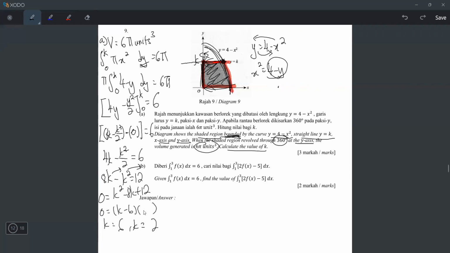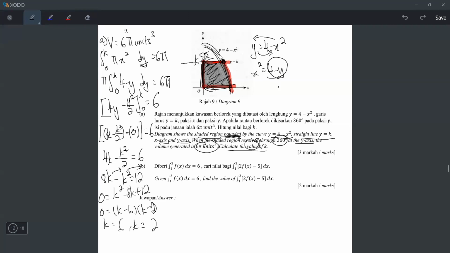So the first answer is 6, the second answer is 2. So I have to write k minus 6 here, k minus 2 here. The working is important, because we are doing a subjective question, so you cannot just guess. So k is 6 and k is 2. So which one is my answer then? Because they say value, right? They never put an S. So only one of these is the correct answer. So is it 2 or 6?